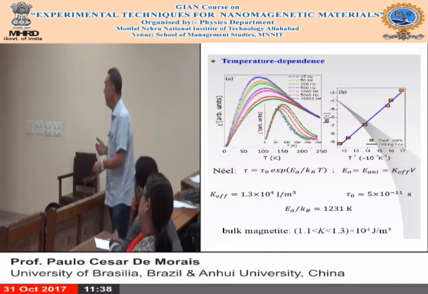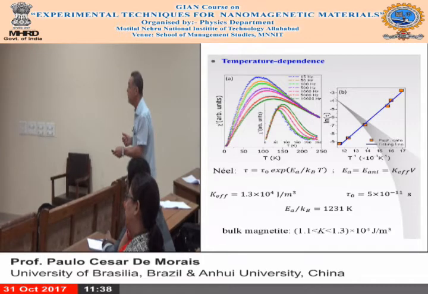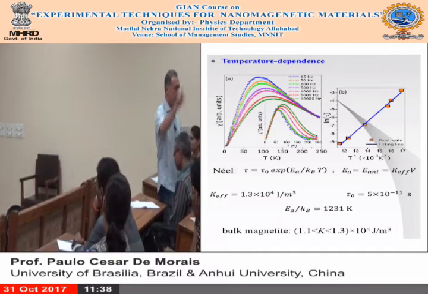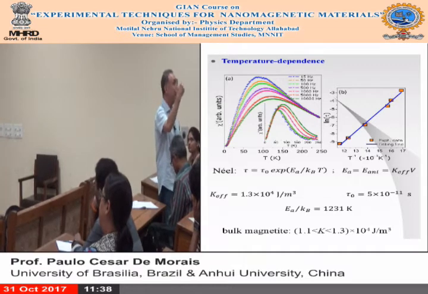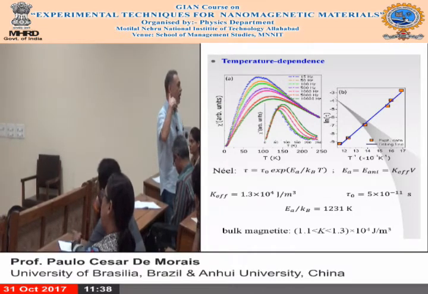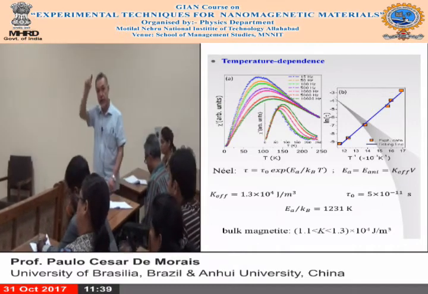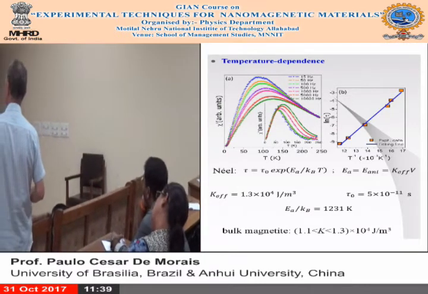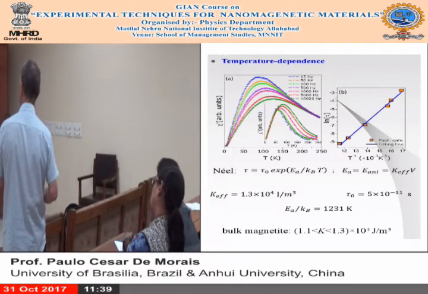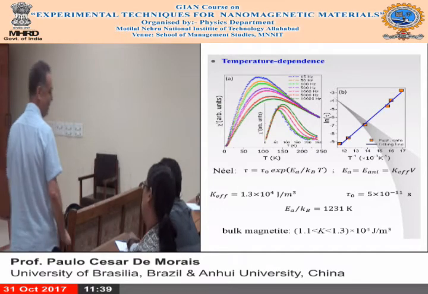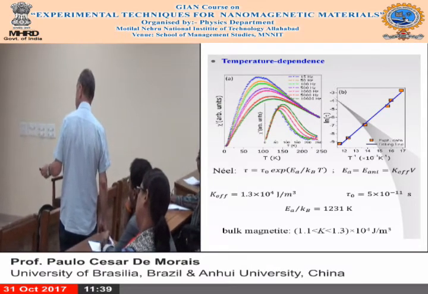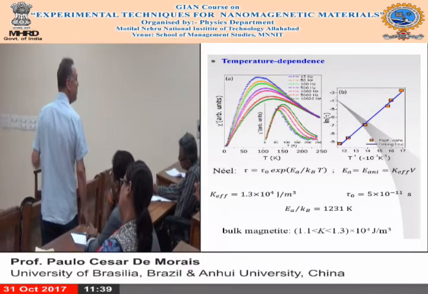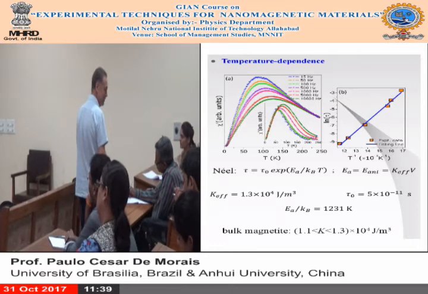Okay, and then we can extract the effective anisotropy constant from the shell. The shell is magnetite. We identify it using X-ray and high resolution TEM, so we identify the shell as the magnetite phase. Then you can compare the anisotropy constant we extract from the data with the anisotropy constant of bulk magnetite. Bulk magnetite has an anisotropy constant in this range, and we found exactly at the extreme, 1.3. That's the number we found.